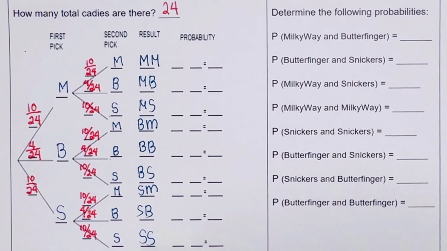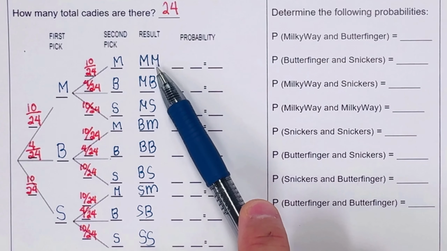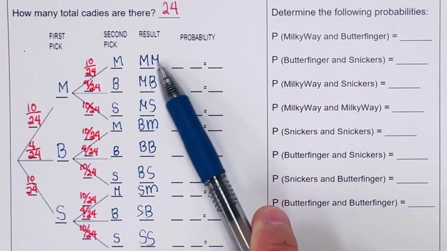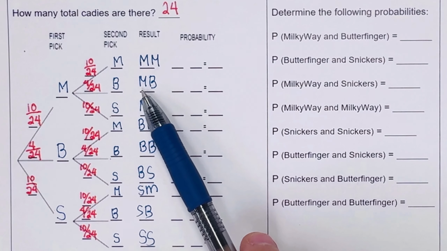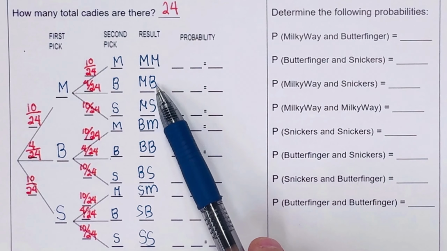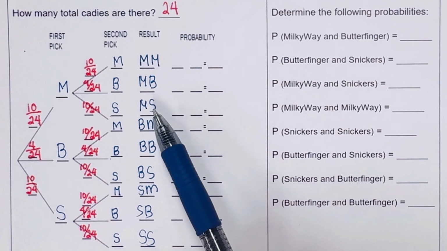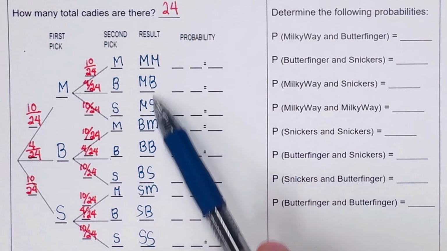What does it mean? So this result tells us that the kid is able to pick Milky Way on the first pick and Milky Way on the second pick. This means that the kid is able to pick Milky Way the first time and Butterfinger the second pick. This is Milky Way the first time and then Snickers on the second pick. So that's what these letters mean.